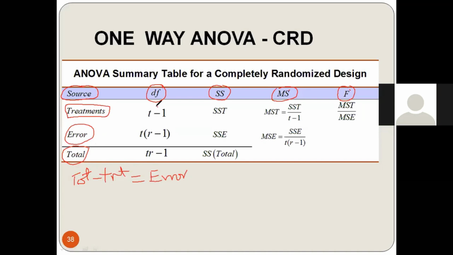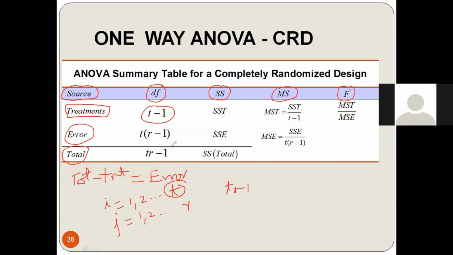So what is the degrees of freedom for treatment? Can you remember the total number of treatments? I said earlier, if it is i, starting from 1, first treatment, second treatment, and goes up to T number of treatments. Similarly, replicate starts from 1 and goes up to R. So treatment degrees of freedom is the total number of treatments minus 1. So it is T minus 1.